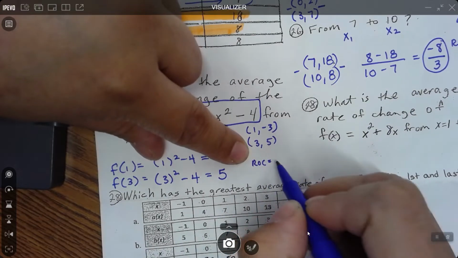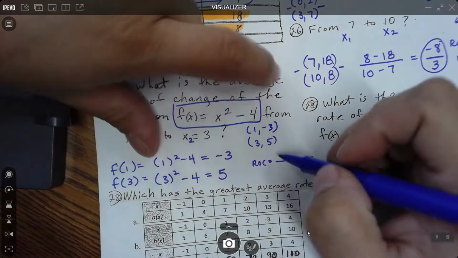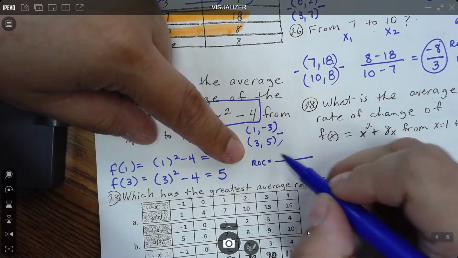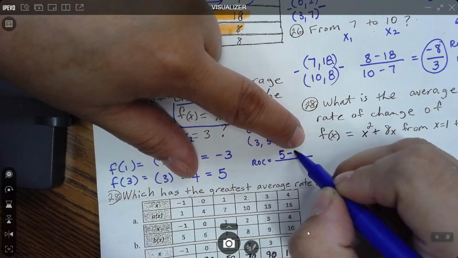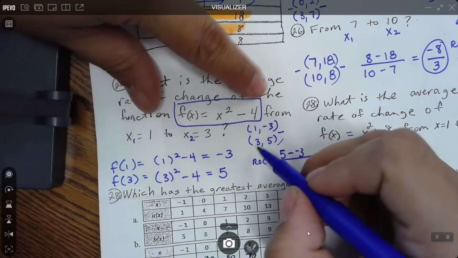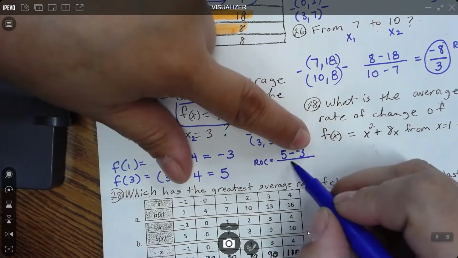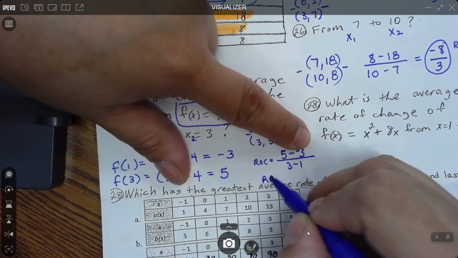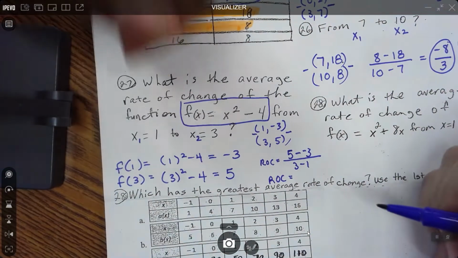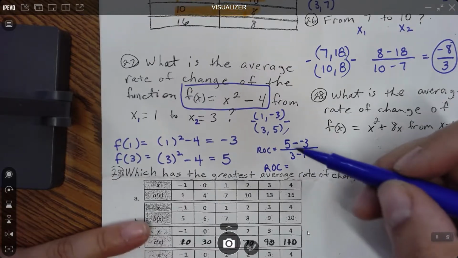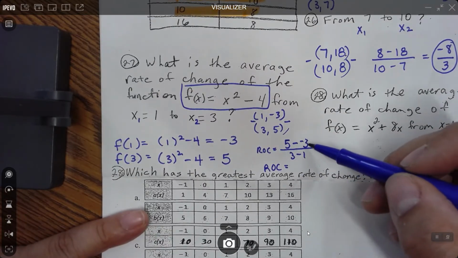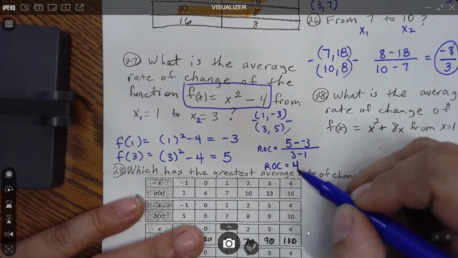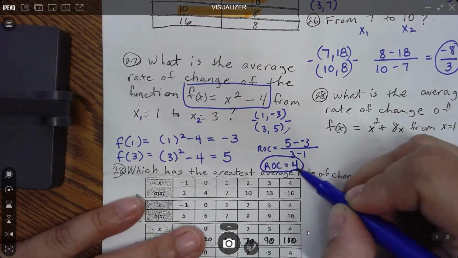All right, calculating the rate of change. It's going to be the second value minus the first. So 5 minus a negative 3 and 3 minus 1. Okay. Running out of room, so I'll do the best that I can. 5 minus a negative 3 is 8 over 2, so it's going to be 4. So the rate of change is 4.